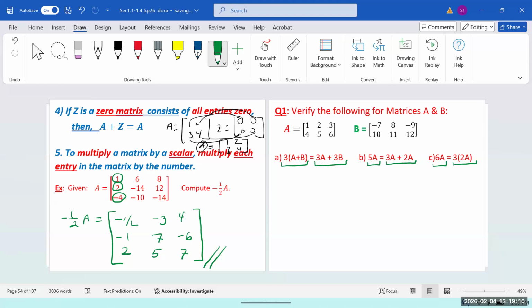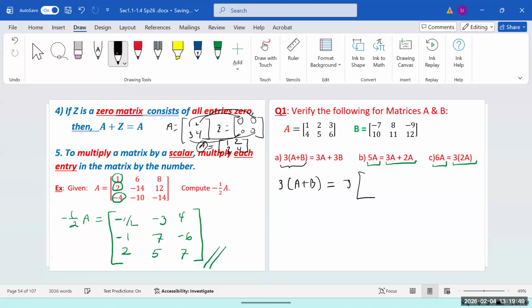So any preference do you guys have among A, B, and C? Which one do you want me to verify for you? A? Okay. Sure. Would you like to try it? You're going to start one by one. So first you're going to do the left side. So the left side says add a plus b and multiply by 3. So 3 times a plus b.